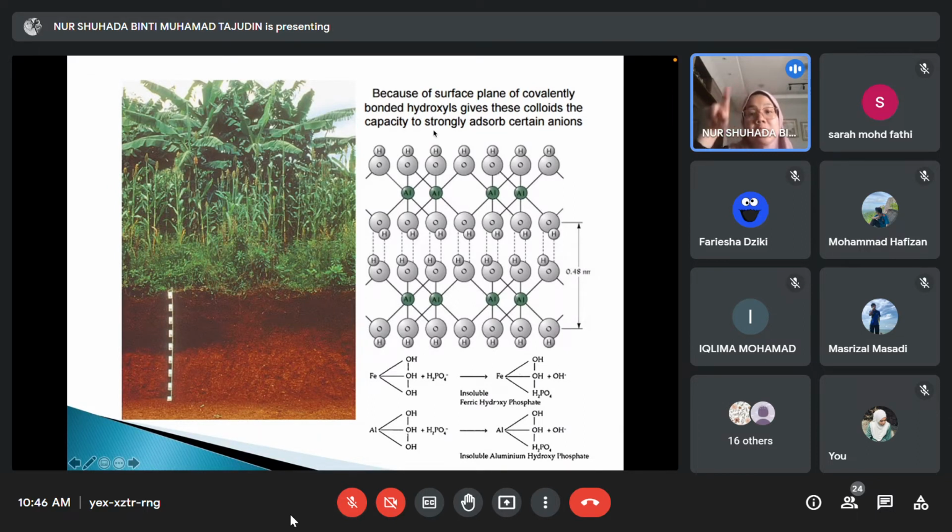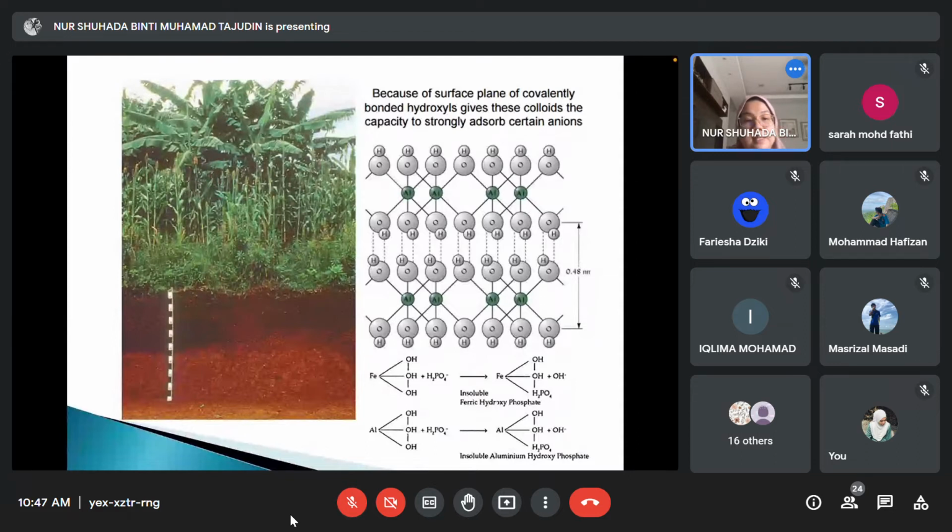So these are hydroxyls. HO, the hydroxyls, gives these colloids the capacity to strongly absorb certain ions. Because in OH, the H at the end is positive. That's why it can hold the anions. For example, you have what we call phosphate. Hydroxyphosphate can attach to the OH because the H at the end is positive. So it is attached together.